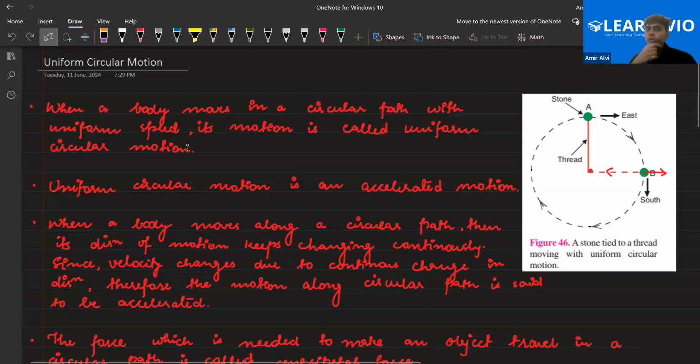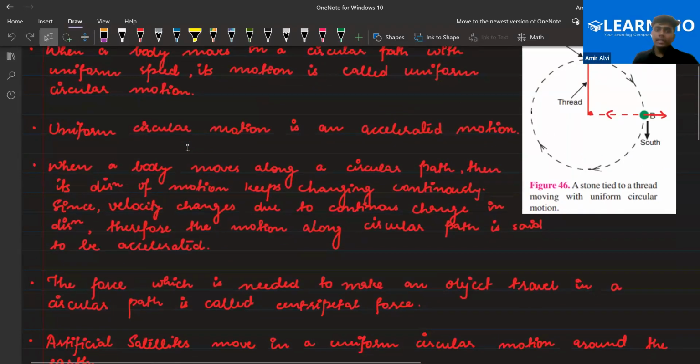So when a body moves along a circular path, its direction of motion keeps changing continuously. Since velocity changes due to the change in direction, the motion along a circular path is said to be accelerated. That's why in exams there could be a question asking why uniform circular motion is accelerated even though the speed is constant. You would say that the speed is constant, but the velocity is not constant due to the change in direction at every point, right?